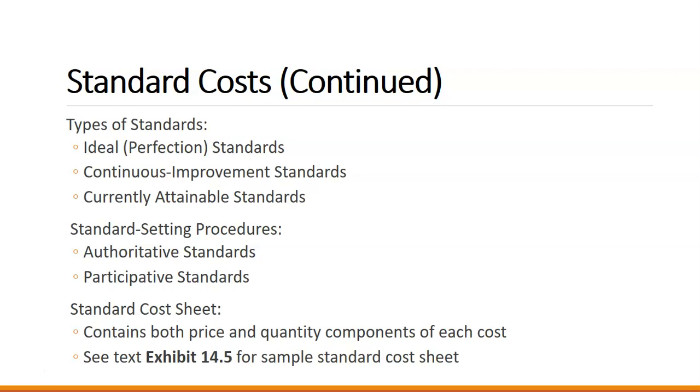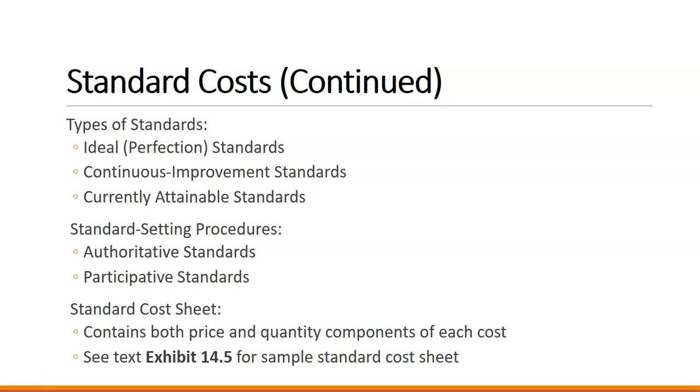And then currently attainable standards. So what are our current normal operations? What are the standards of those? Under normal efficiency and normal production, what are our costs of direct materials, labor, and overhead?